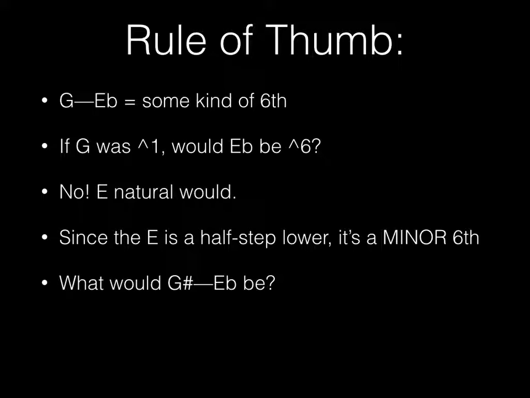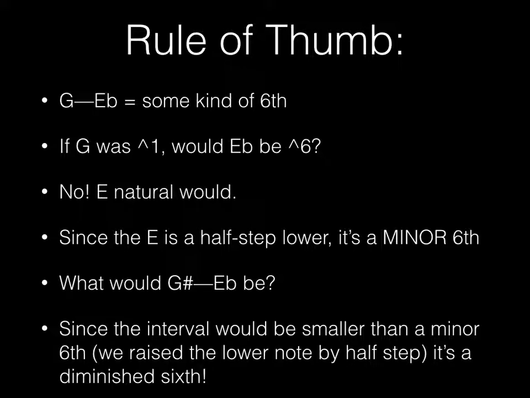Now what would G sharp to E flat be? Well, since the interval would be smaller than a minor sixth, we raise that lower note by 1/2 step. It's a diminished sixth. If G, regular old G to E flat is a minor sixth, if we take that G and move it up a 1/2 step to G sharp, we've decreased the size of the interval. And so it's going to be a diminished sixth.